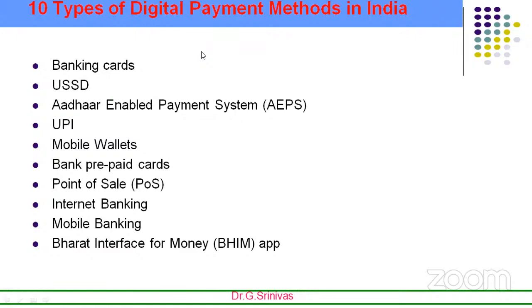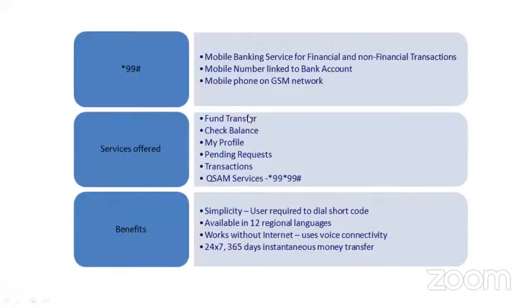Here we will discuss some. We know banking cards like debit card and credit card, and we have to focus on USSD. So what is USSD? It is an interactive system. By typing numbers on your dial pad, we can carry out banking transactions. That is USSD, a mobile banking service for financial and non-financial transactions. Here we need to use *99#. This code we need to dial on the dial pad.